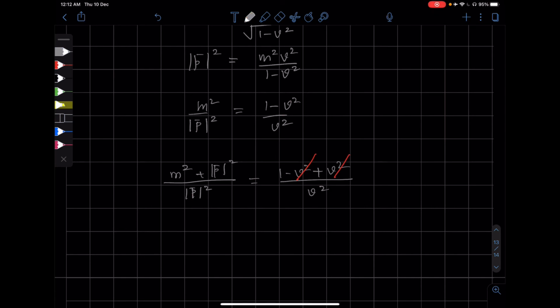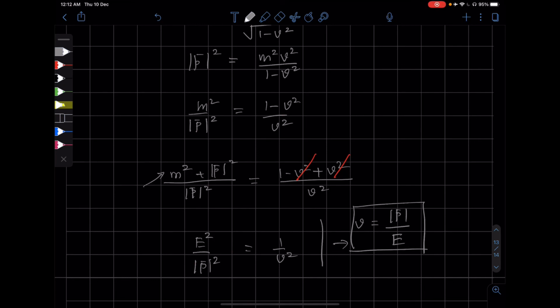And here we see that the numerator on the left-hand side is the energy of the particle squared, divided by p mod squared, and that is going to be equal to 1 over v squared. And therefore, we have derived that v is equal to the modulus of the three-dimensional momentum divided by the energy. And this is a formula that is quite often used in deriving formulae for cross sections.